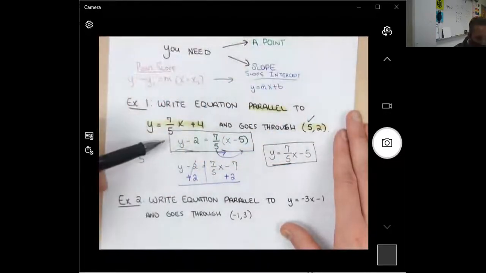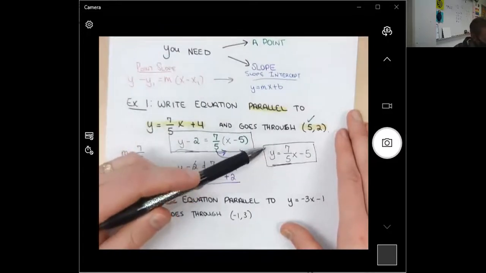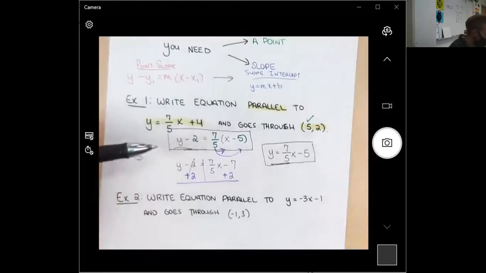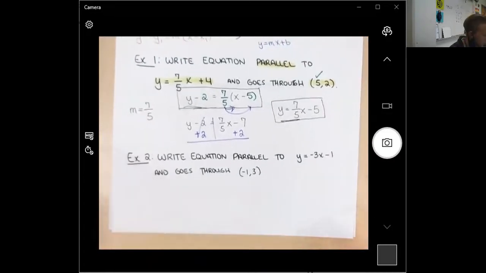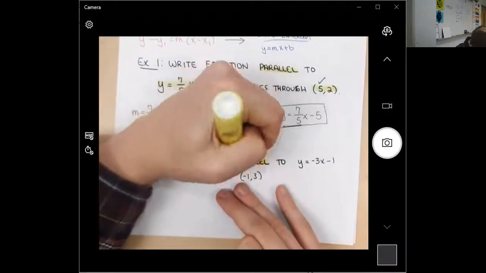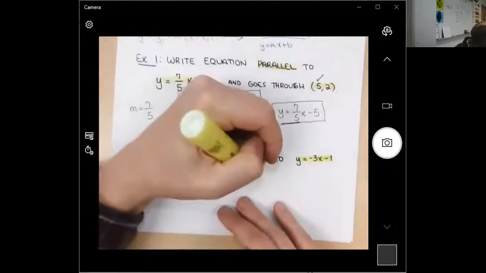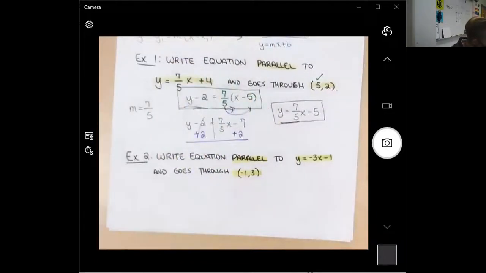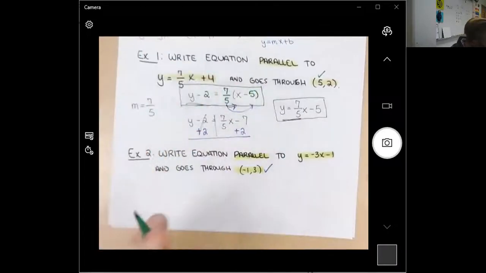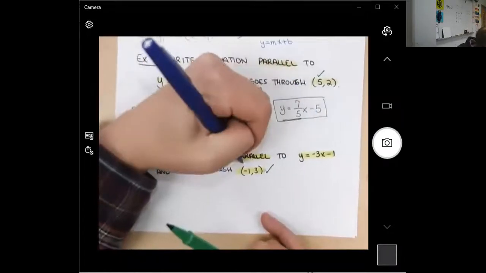So like I said, this is an answer, okay? But on the STAR test, the answer choices will usually be in slope intercept form, so just be ready for that. Okay, so I'm going to do 3 more examples of this because this is a pretty big topic. So let's keep going. So next up, I want to write an equation parallel to y equals -3x minus 1 through -1, 3. Got my point. When I see parallel, this means same slope.